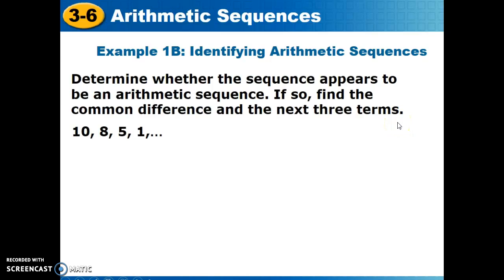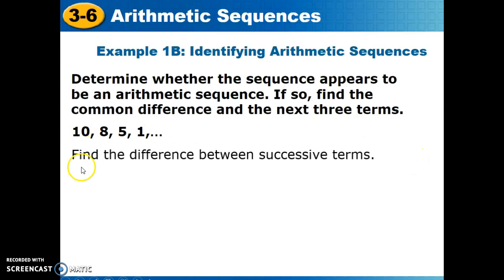Example 1b says, determine whether the sequence appears to be an arithmetic sequence. If so, find the common difference. Well, differences can be negative as well. Let's look at the differences between these four terms.